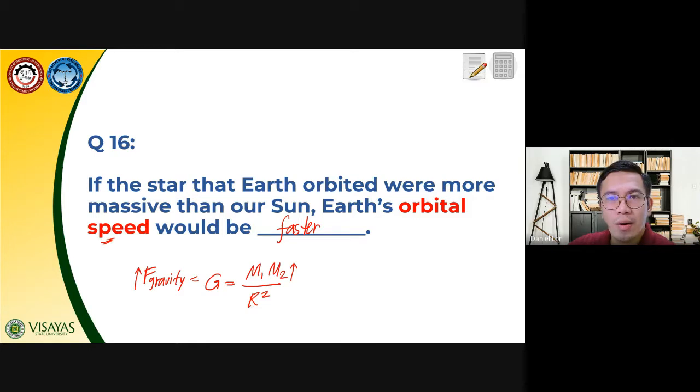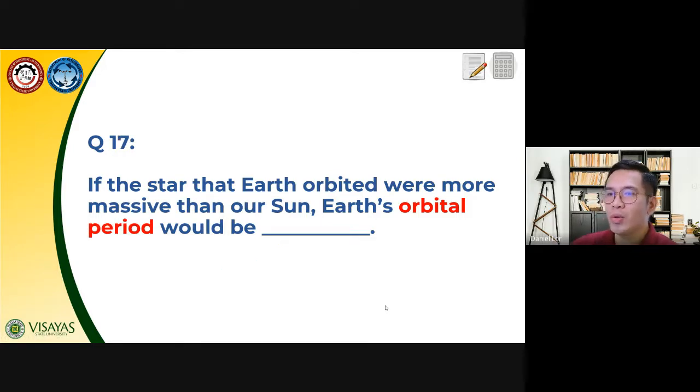Kepler's second law states that the straight line joining a planet and the Sun sweeps out equal areas in equal intervals of time. So therefore, if the force is greater, the speed is also greater, which will result in a shorter orbital period. So the orbital period will be shorter, since the speed of the Earth around this massive Sun is faster.